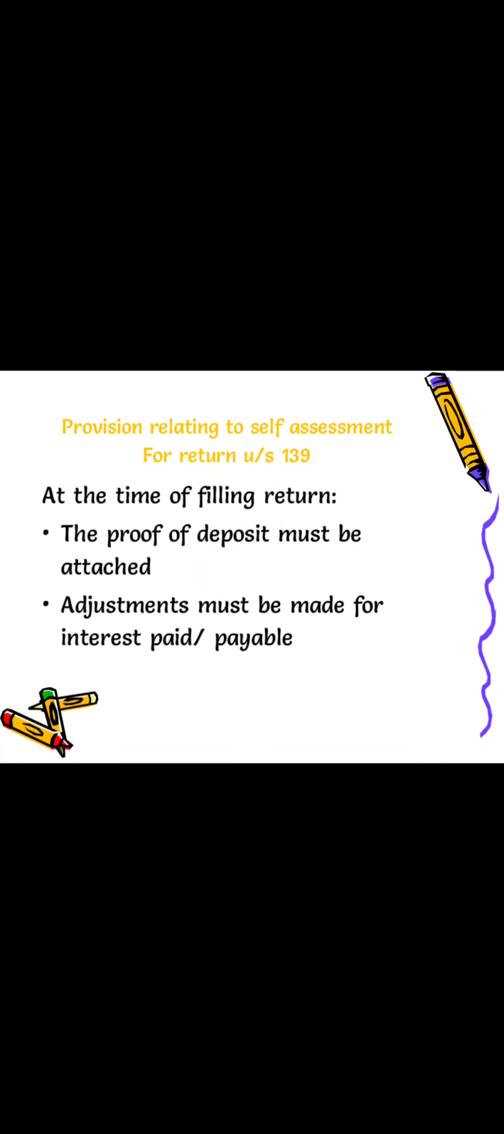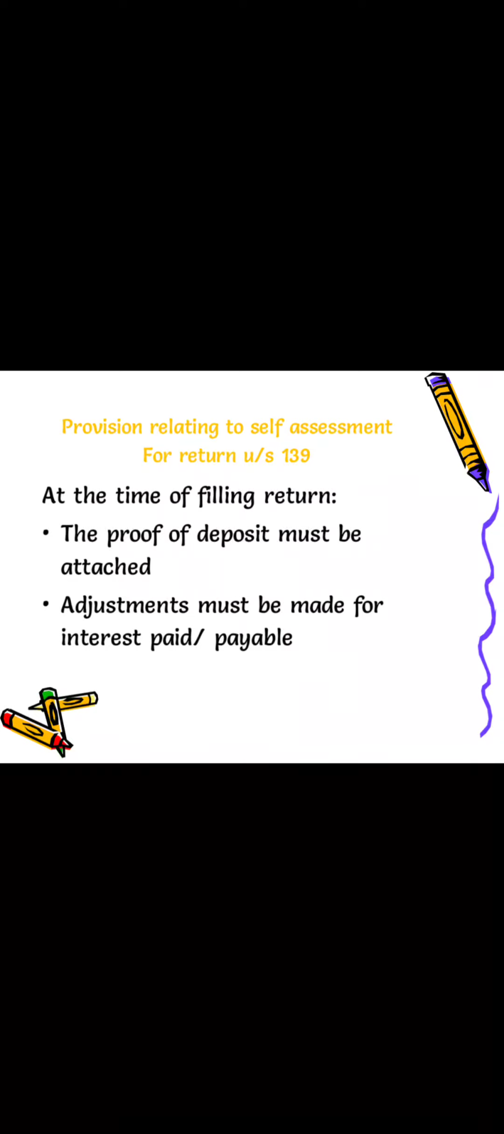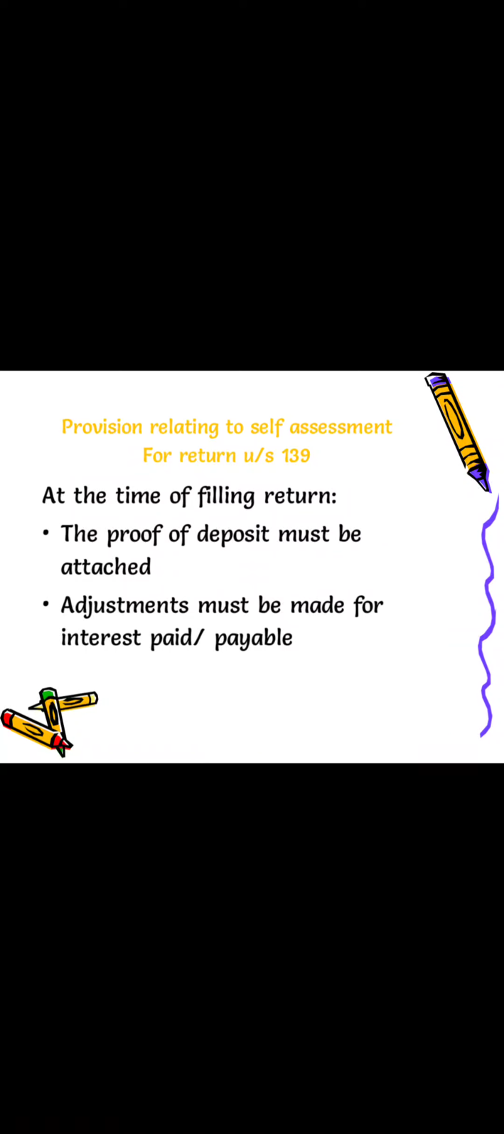Provisions relating to self-assessment. Before going to the provisions, they have to calculate five things: total income, tax liability, interest payable to be added, TDS to be deducted, and finally tax to be deposited. Now we will see the provisions relating to self-assessment under sections 139, 142 and 148.